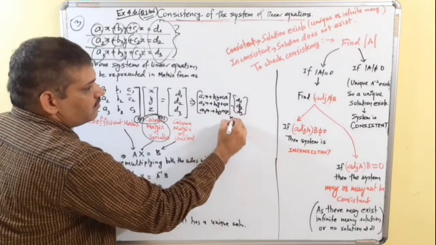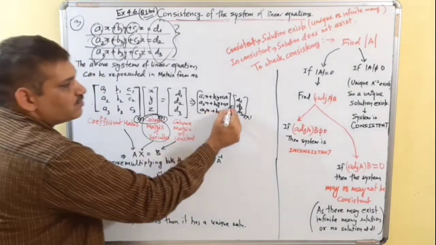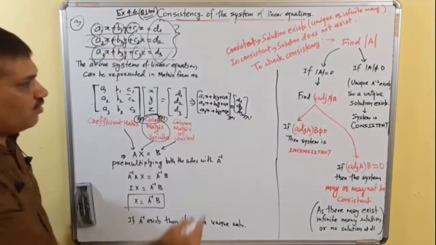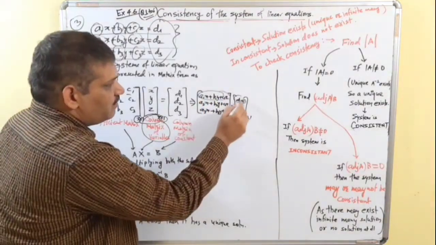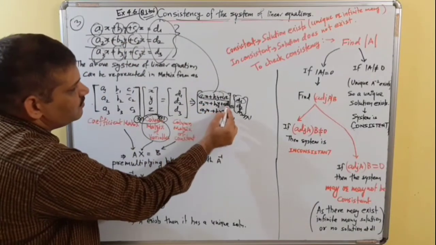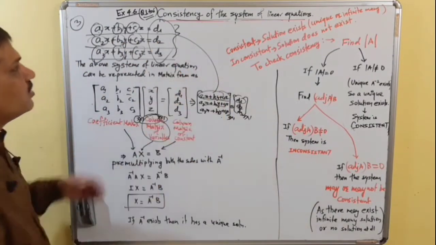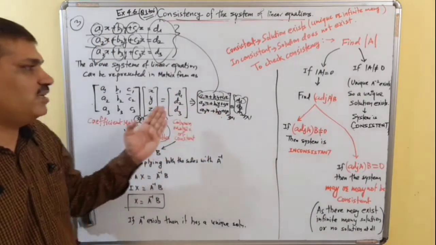Now this is a 3 by 1 matrix, and this is also a 3 by 1 matrix, and these two matrices are equal. So obviously the corresponding elements will be equal. So a1x plus b1y plus c1z is equal to d1, the second is equal to d2, and the third is equal to d3. So this can be written as this, and this can be written as this.